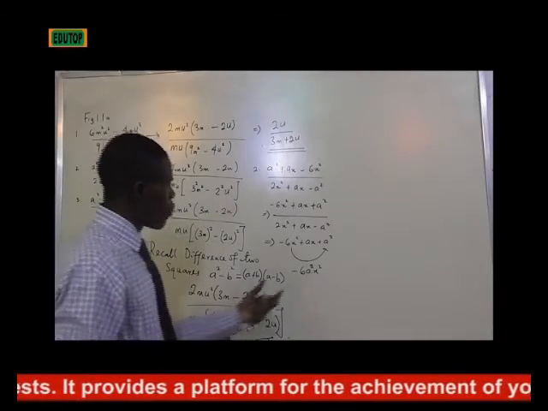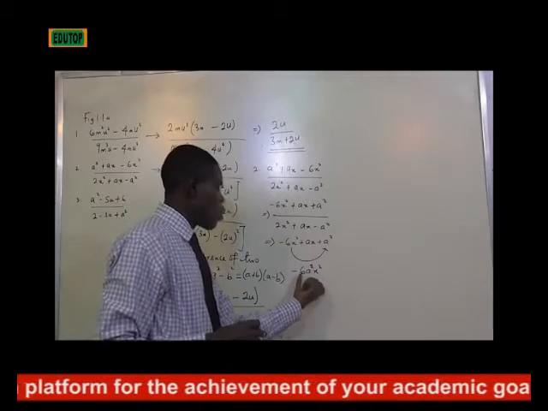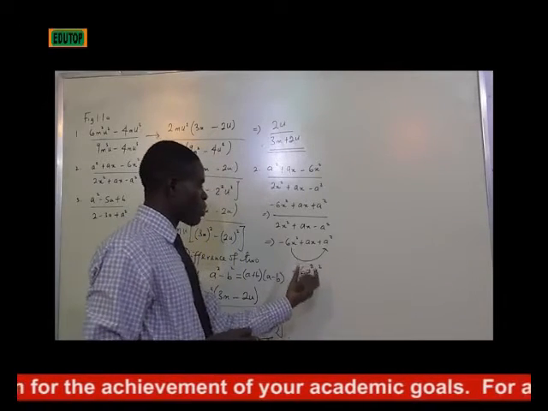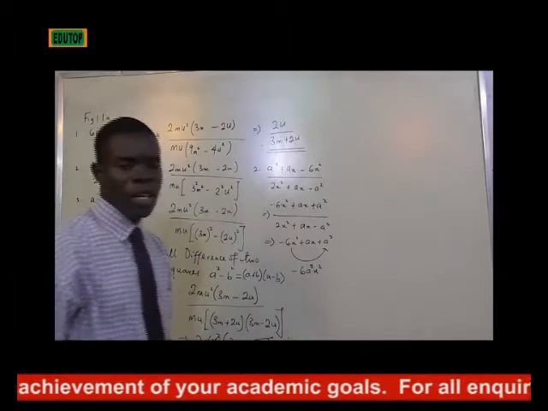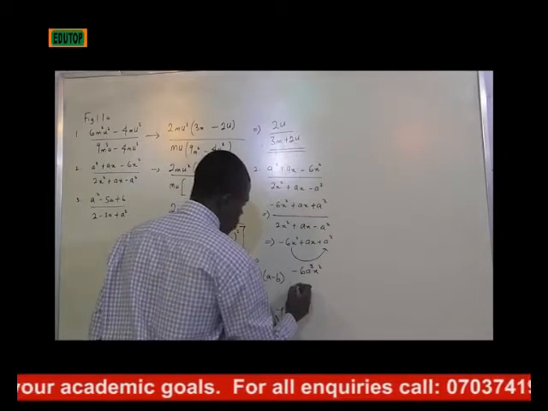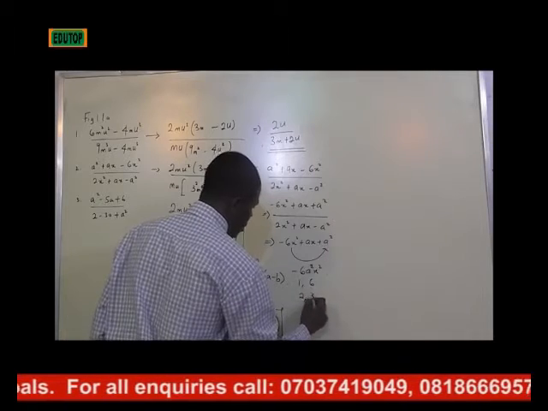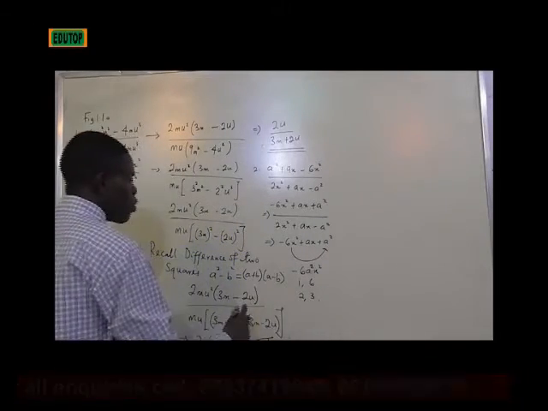Now, I want to look for two factors such that their product will be equal to this, and the addition or subtraction will give us the term in the middle. So, what are the factors of 6 that we have? We have 1 and 6, then we have 2 and 3. Which one will give us the one in the middle?